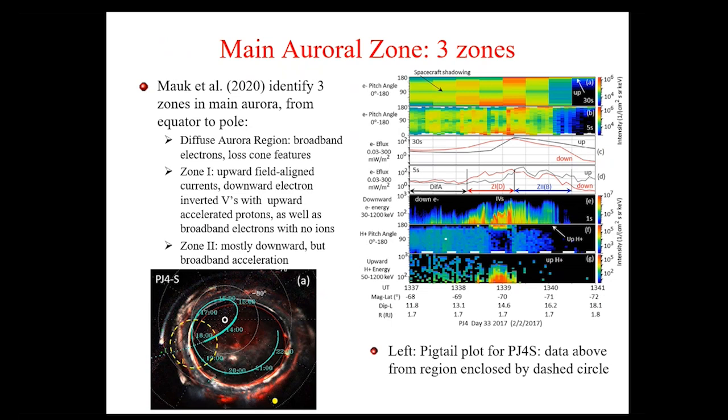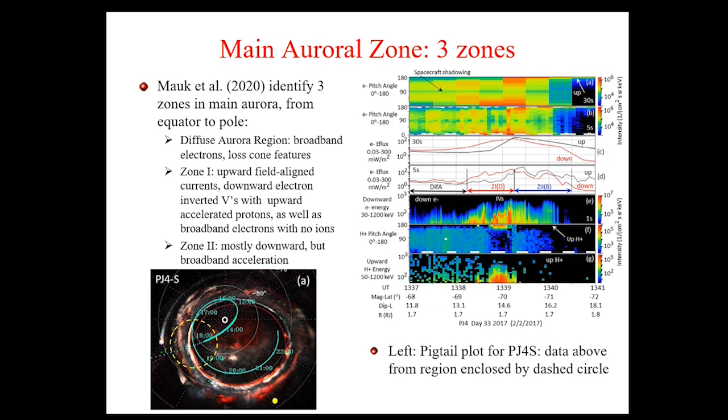Again, a very nice paper by Barry Mauk a couple of years ago identified these three regions in Jovian aurora, going from equatorward to poleward. There's this diffuse auroral region where we see the broadband electrons over here, and loss cone features. You can see in the pitch angle distribution there are depletions near 0 and 180. Then you go into zone 1, which is mostly an upward current region. The electron downward flux is greater than the upward flux. And you see both inverted Vs and broadband type of acceleration here.